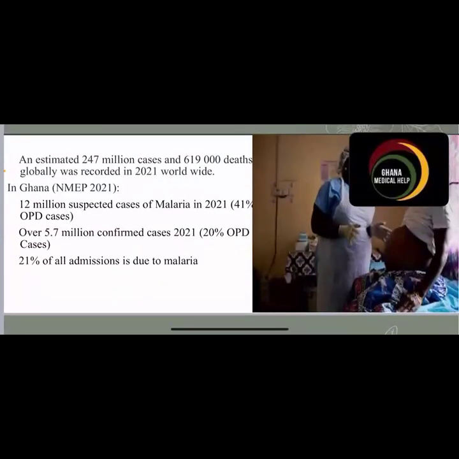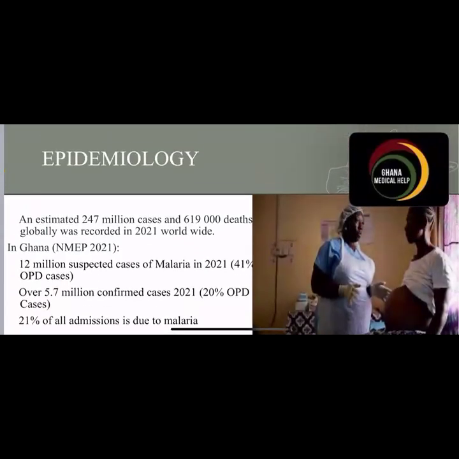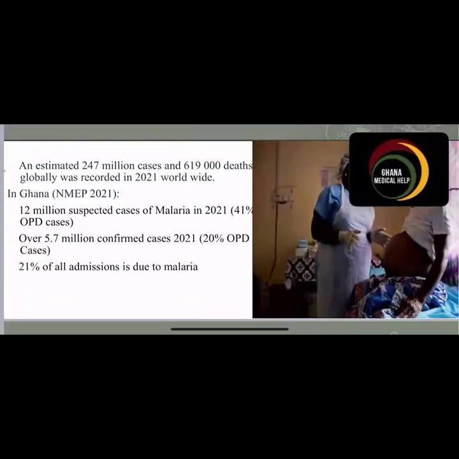So we'll do a little bit of epidemiology. An estimated 247 million cases. This is according to WHO, and that is worldwide. And out of that, 619,000 deaths globally were recorded in 2021.